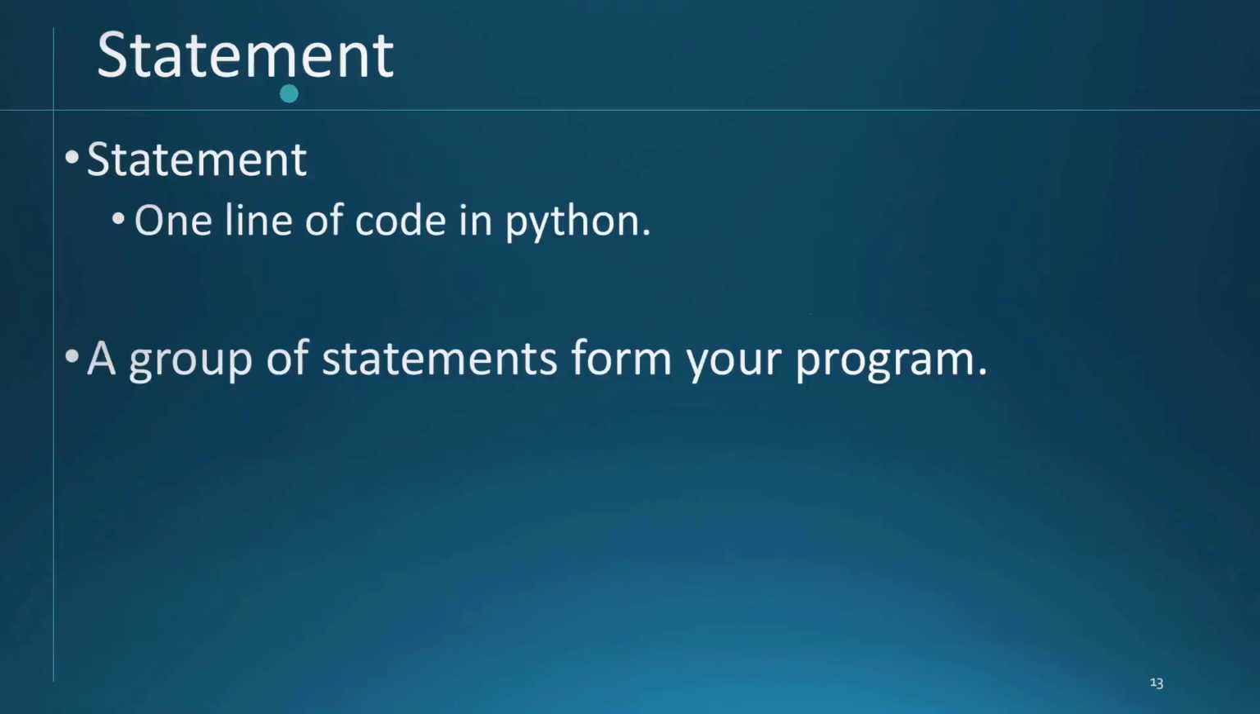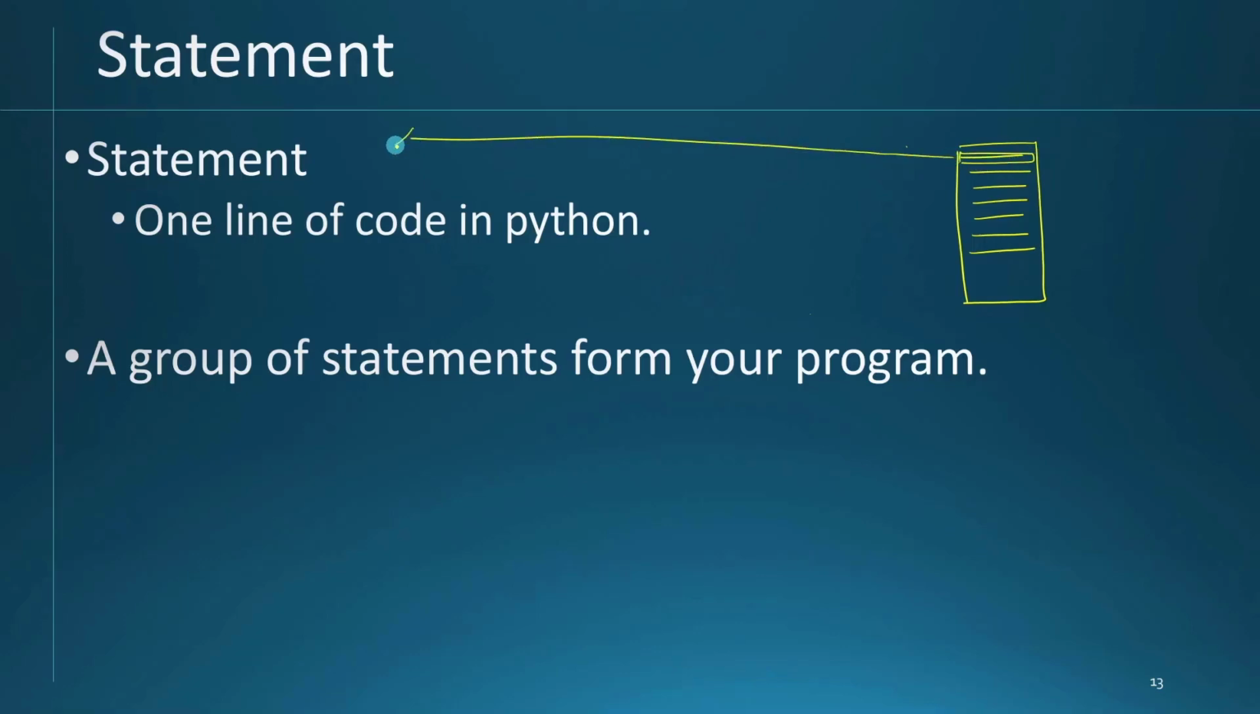Now in this video we have studied different operators in Python. Then we learned how to combine these operators and operands to produce an expression. Now we will study statements. When you write Python code, each single line that you write inside the program you can call a statement. So one line of code inside Python is called a statement. A group of statements forms your entire program.